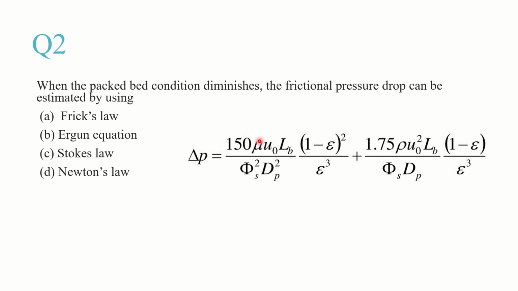This mu is the fluid viscosity, and u naught is the superficial fluid velocity, gas or liquid, and this is the length of the bed, and epsilon is the void fraction inside the bed, and dp is the average diameter of the particle, and 1.75 is a constant, rho is the density of the fluid, and phi_s is the sphericity of the particles inside the system. Once again, what is mu and u naught? Could you repeat? Mu is fluid viscosity, u naught is the fluid velocity, and so the answer is Ergun's equation, that is option B.